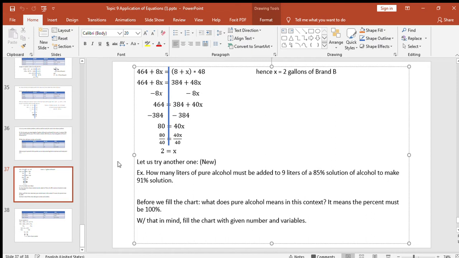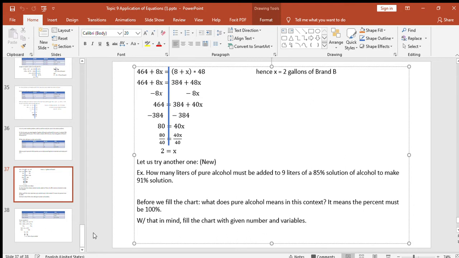Hey guys, welcome back. This is topic 9, part 6, I believe. I added a new example for solutions because I think this one will appear in your test, so I want you guys to be prepared. And it's a good example anyway, so might as well do it, right?